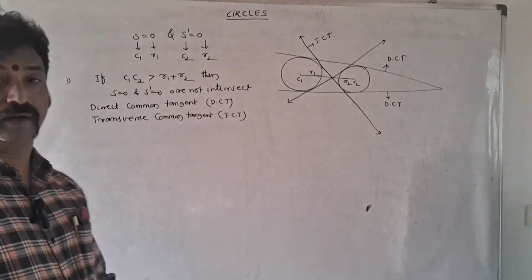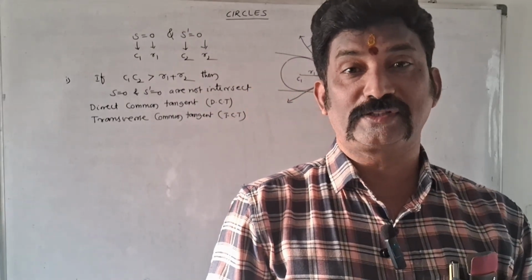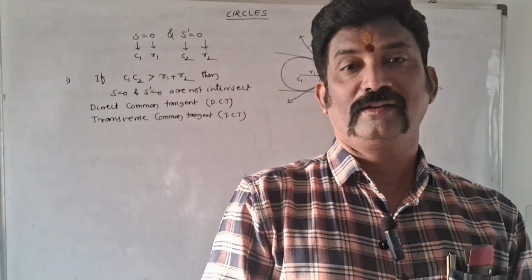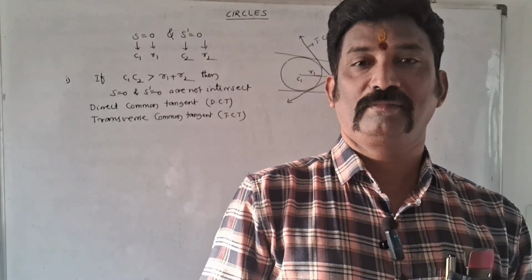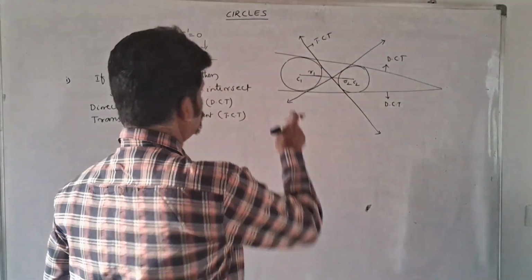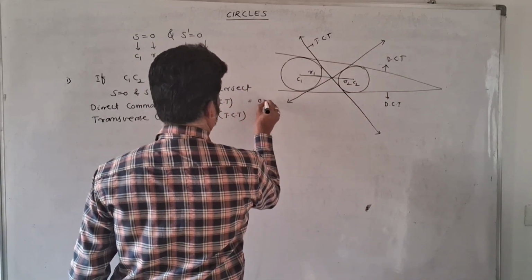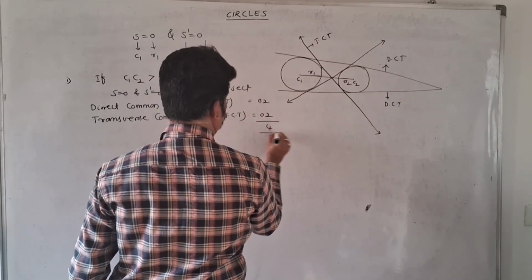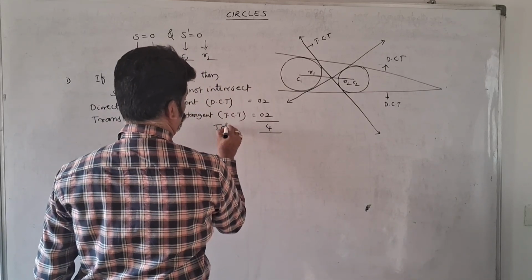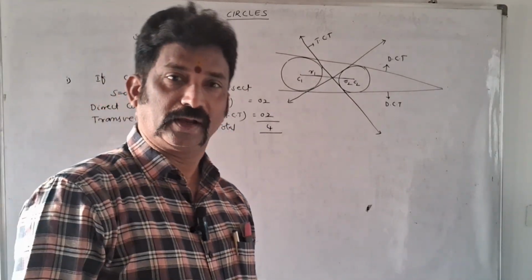So with respect to common tangents, if C1C2 is greater than R1 plus R2, then how many common tangents are there? 4. What are they? 2 DCTs and 2 TCTs, total 4.